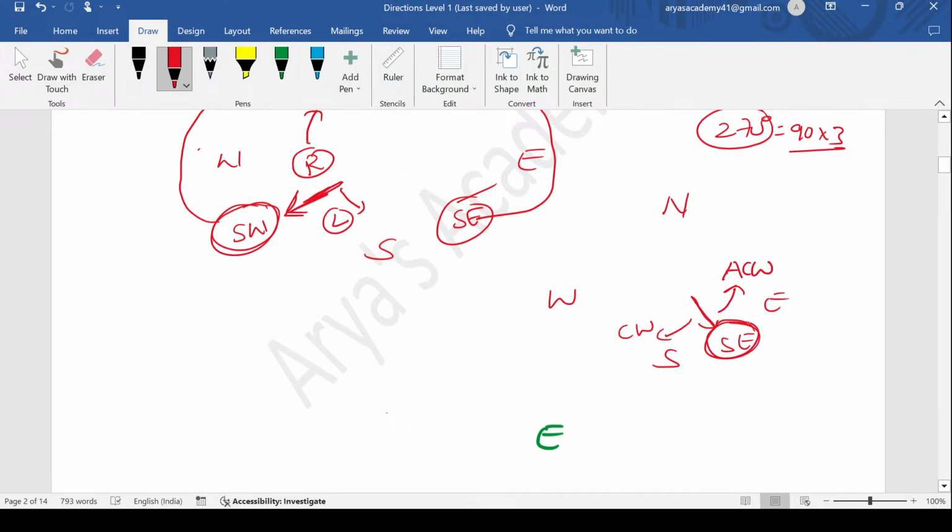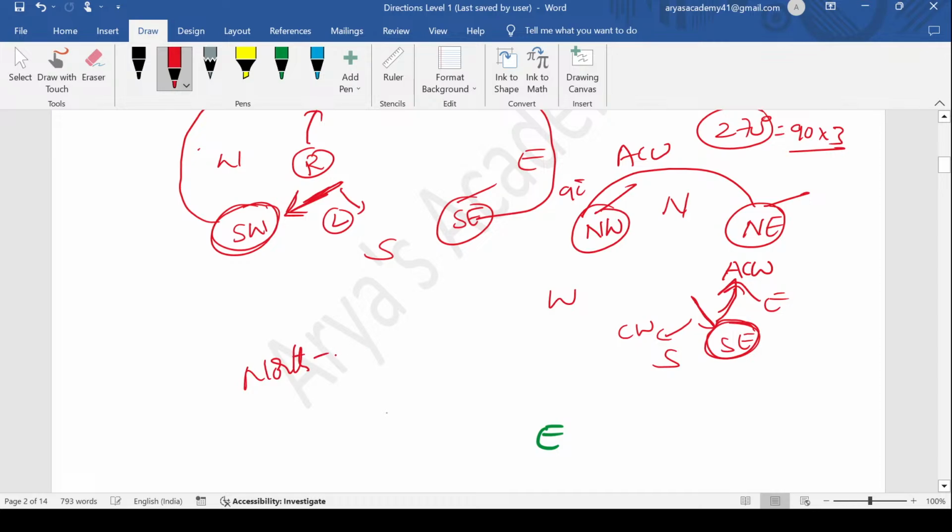Initially I am at southeast. If I go left or anti-clockwise one time for 90 degrees, I will get northeast. If I go for the second time in the same anti-clockwise direction, towards left for another 90, I will be located over here, which is northwest. So the correct answer for that question is northwest. Northwest is the correct answer.